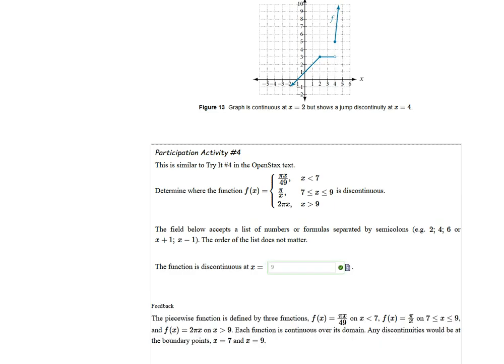So how did I do? There it is. And that is the last problem that they do in the reading and participation activity. So this playlist is complete.